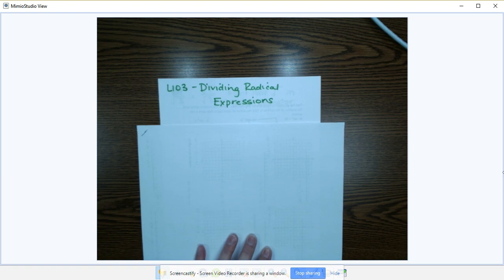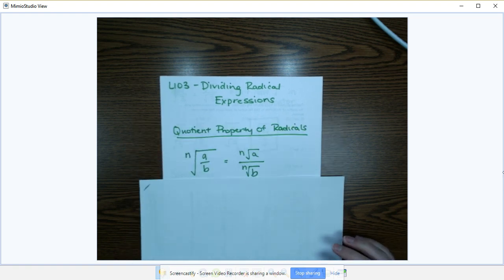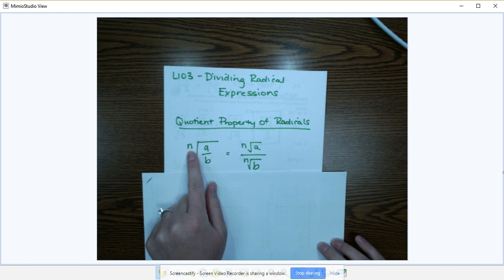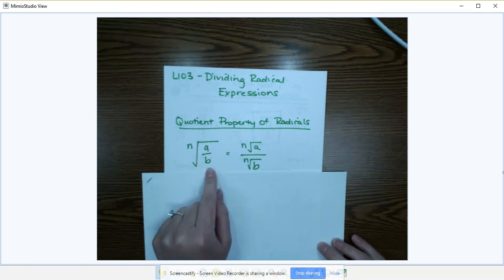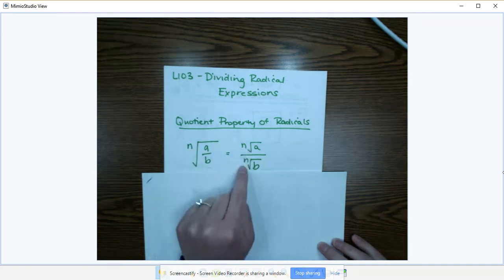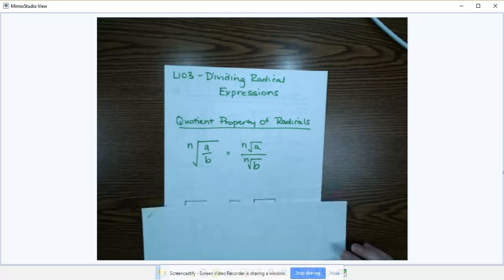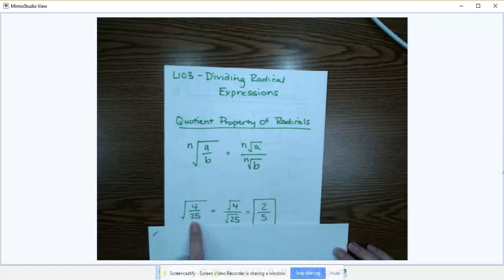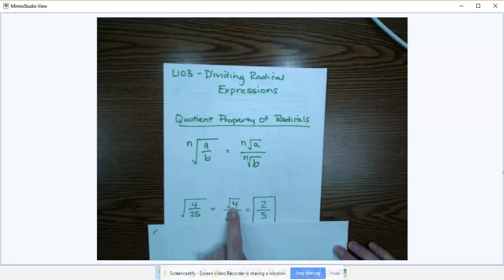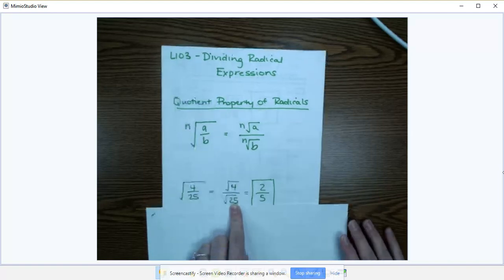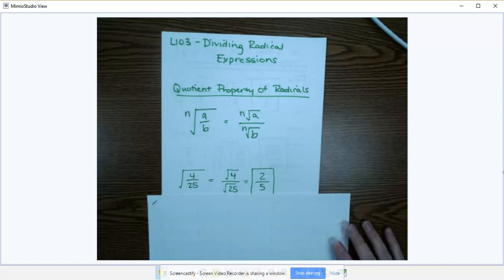Okay, we're going to divide radical expressions. So, quotient property of radicals says if you have a root of a quotient, you can split that root into the numerator and the denominator. A really quick example, if I had square root of 4 over 25, we could rewrite that as the square root of 4 over the square root of 25, because then we can take both of those square roots easily on the numerator and denominator to get 2/5.